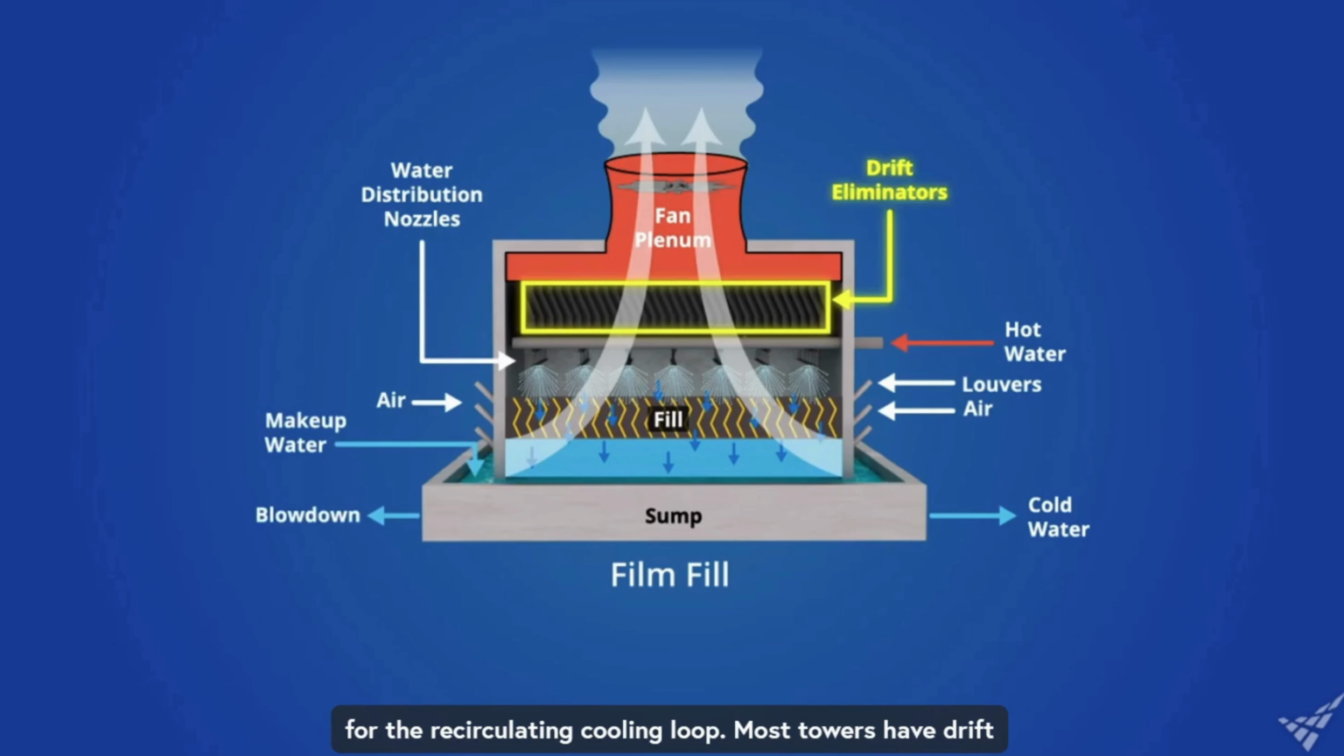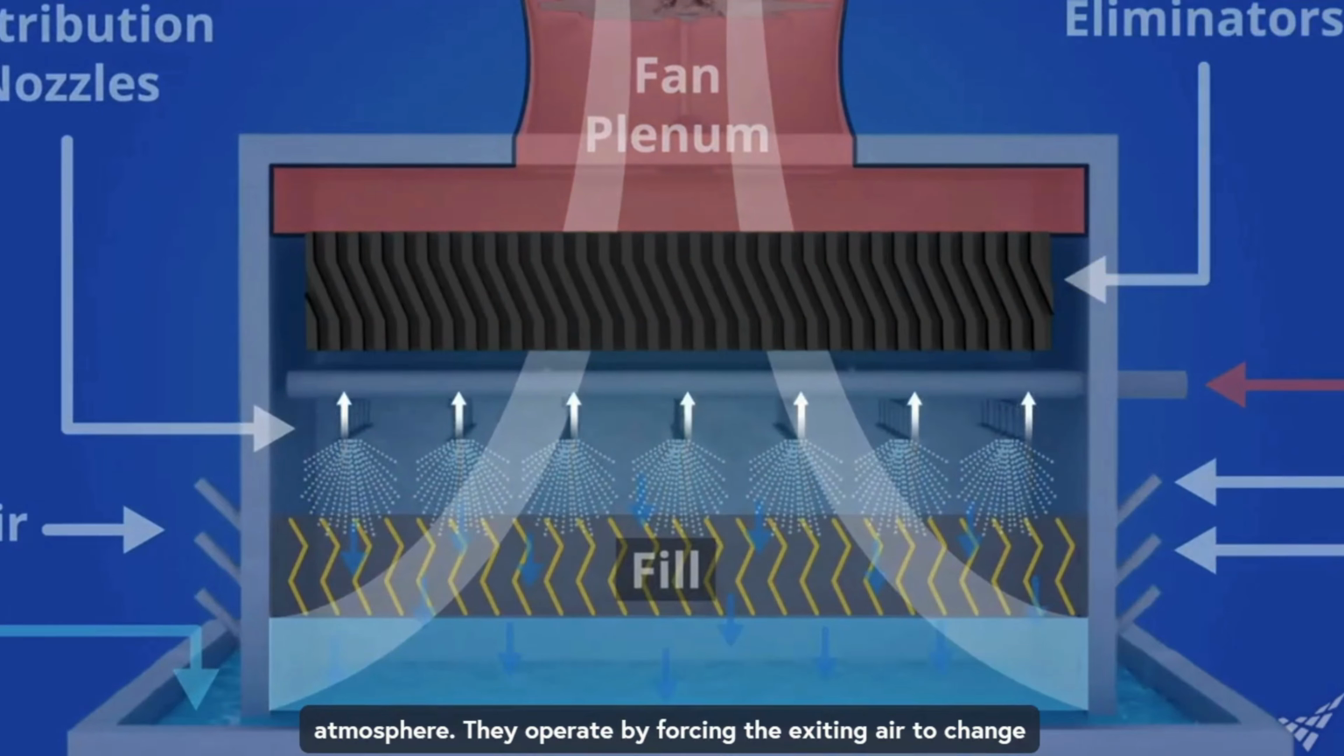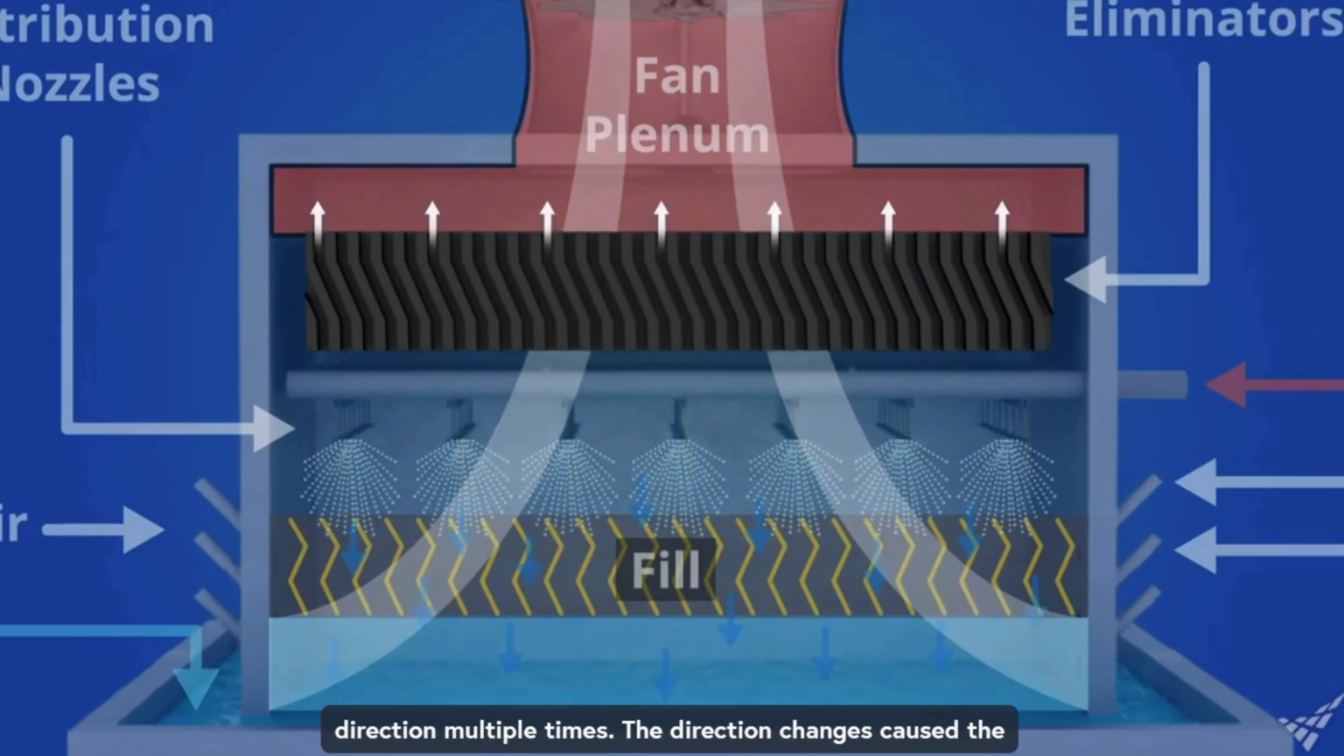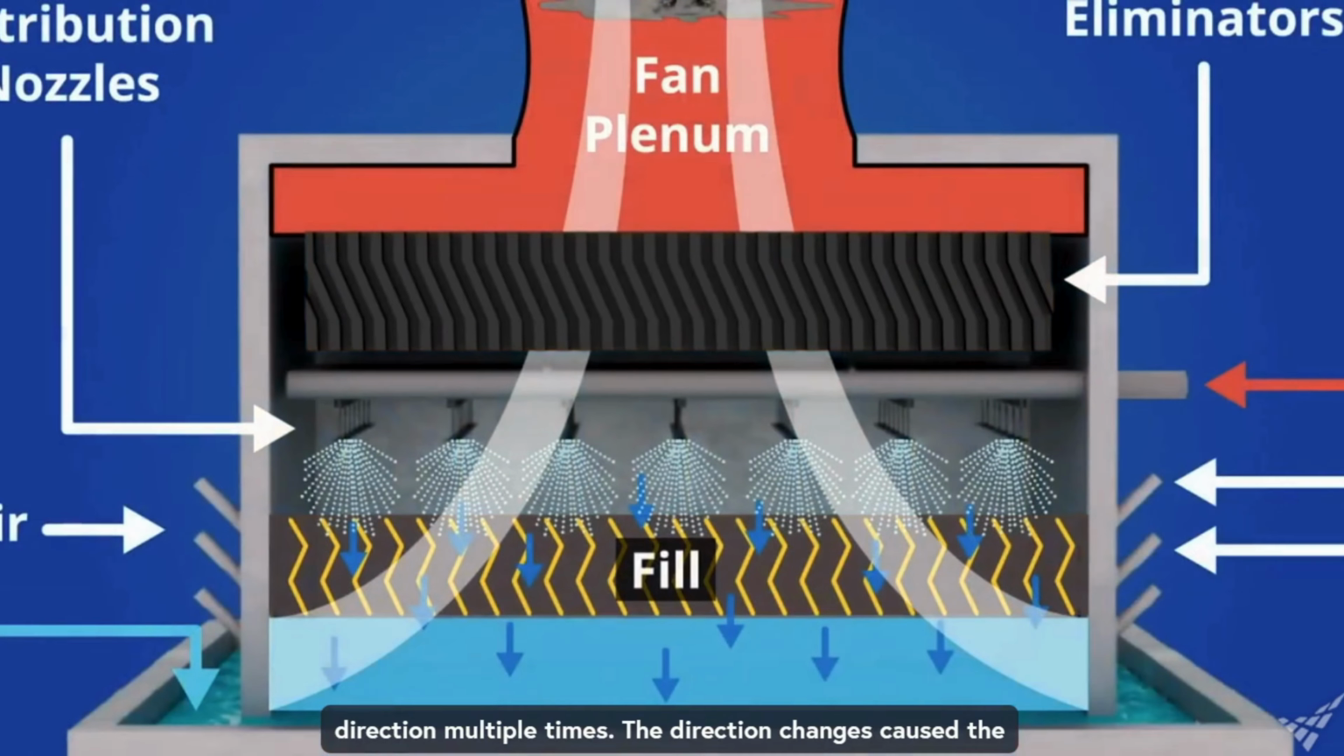Most towers have drift eliminators. This is a collection of baffles that extend across the discharge area at the top of the tower to inhibit the carryover of water droplets from the tower and into the atmosphere. They operate by forcing the exiting air to change direction multiple times. The direction changes cause the droplets to impact the baffles and drop back into the tower.